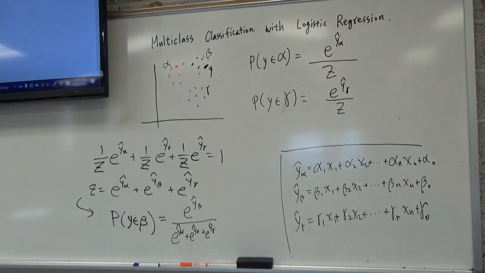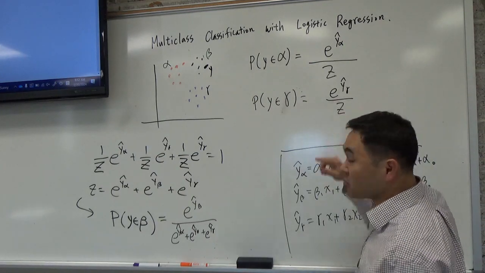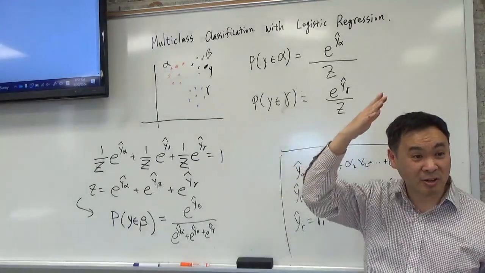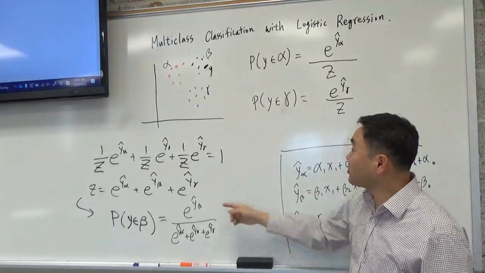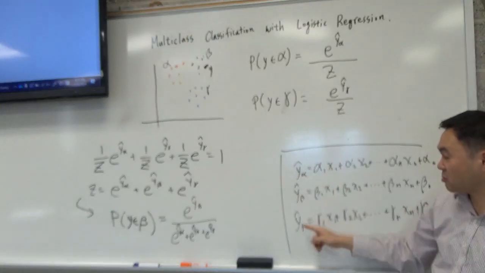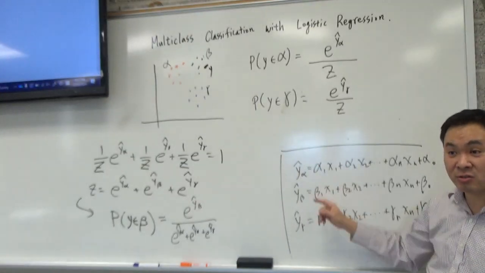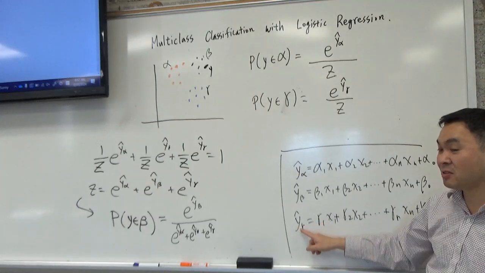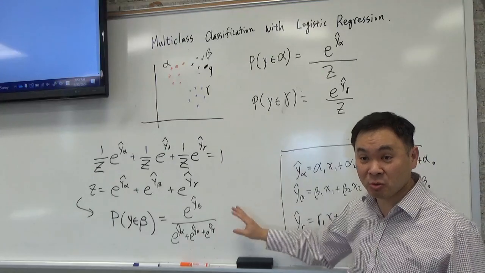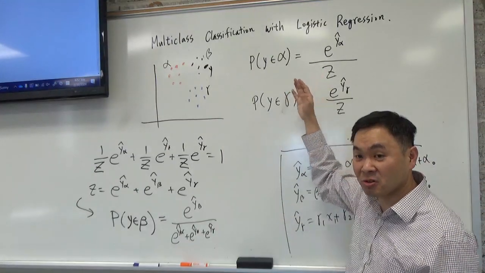Now, if you think about it, the exponential function becomes huge pretty fast, right? So what this means is that if one of these three values becomes bigger than the other ones, then it becomes very prominent in the probability. It becomes very close to 1.